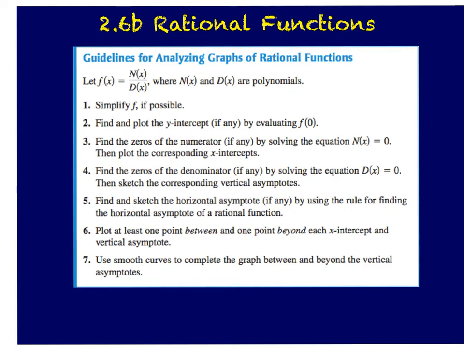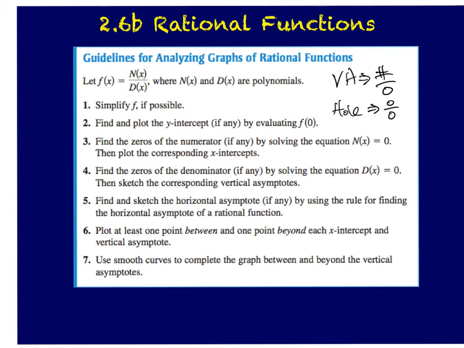So, 2.6, rational functions. Let's finish this chapter up. Quick review. How do you get a vertical asymptote? A number over 0. How do you get a hole? A 0 over 0. Whatever you substitute in gets you a 0 over 0.